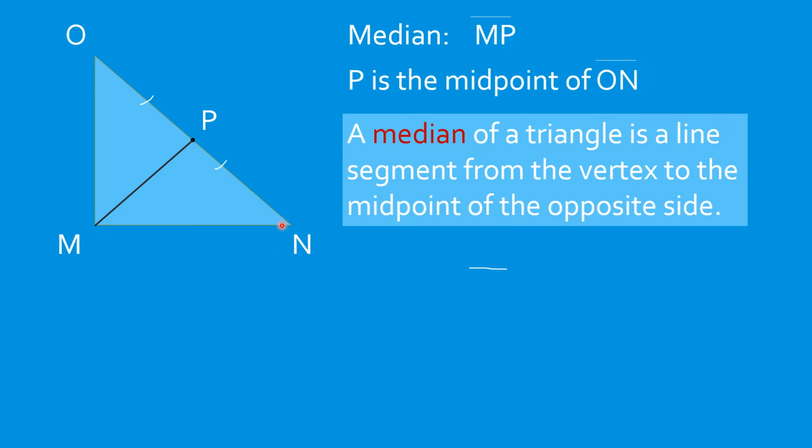It means you can also have another median here. So locate first the midpoint of OM. If this is the midpoint, then you can draw a line segment from that midpoint to the vertex. That's another median. Or from here, locate the midpoint first, let's say here, then you can draw another median there. Now that median, it says that this segment here is equal to this segment here, or segment OP is congruent to segment PN.